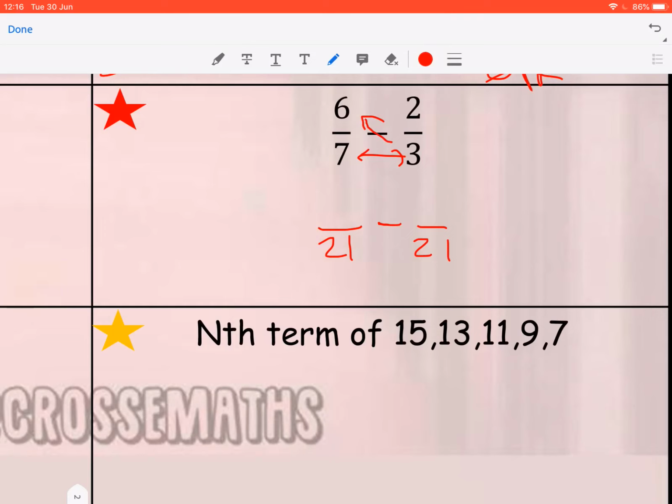Next, I'm going to multiply. 3 times 6 is 18. 7 times 2 is 14. Because there's 21 on the bottom in the question, got to be 21 on the bottom in the answer. 18 take away 14 is 4.